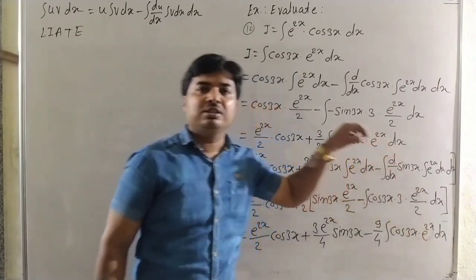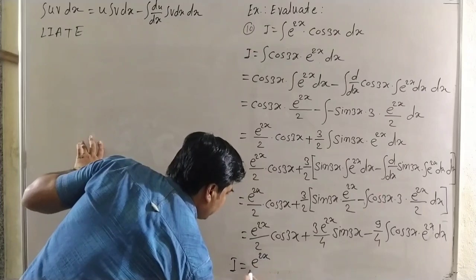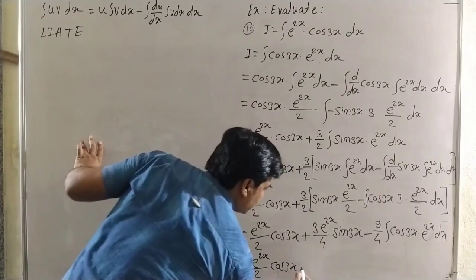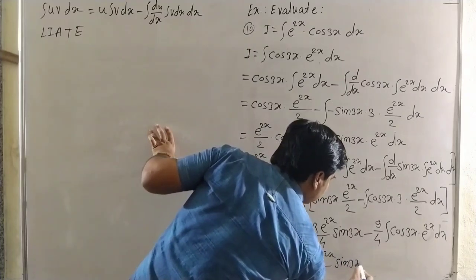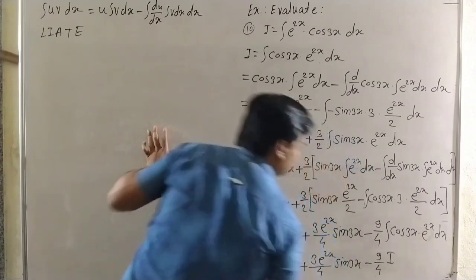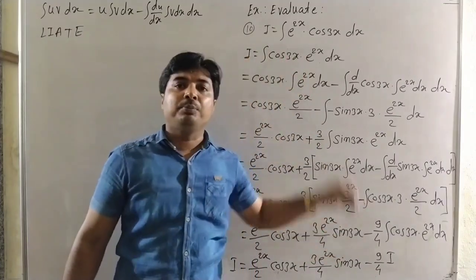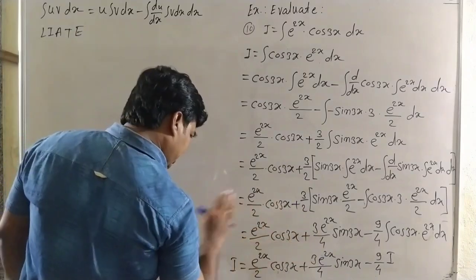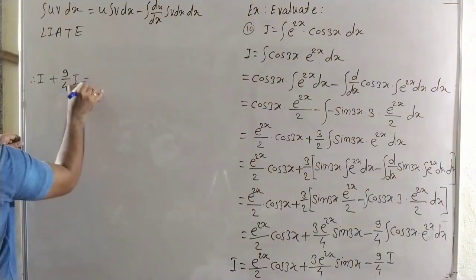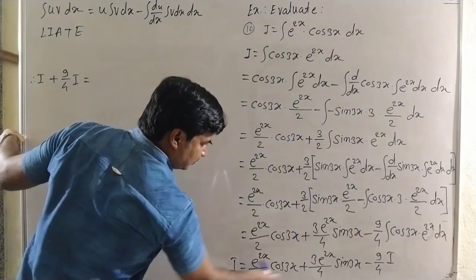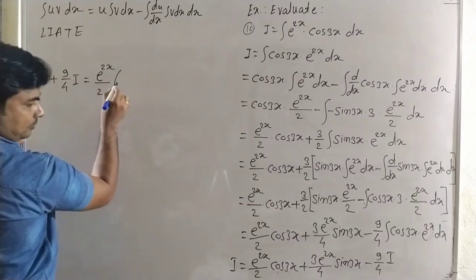That means it is a repeated integral, so we take this as I. Therefore the integral is equal to e raised to 2x upon 2 cos 3x plus 3 e raised to 2x upon 4 sin 3x, and minus 9 by 4 I, since the integral of cos 3x into e raised to 2x is I. It is a repeated integral. Now this minus 9 by 4 I we write on the left hand side, so we get I plus 9 by 4 I, and then we take e raised to 2x upon 2 common.